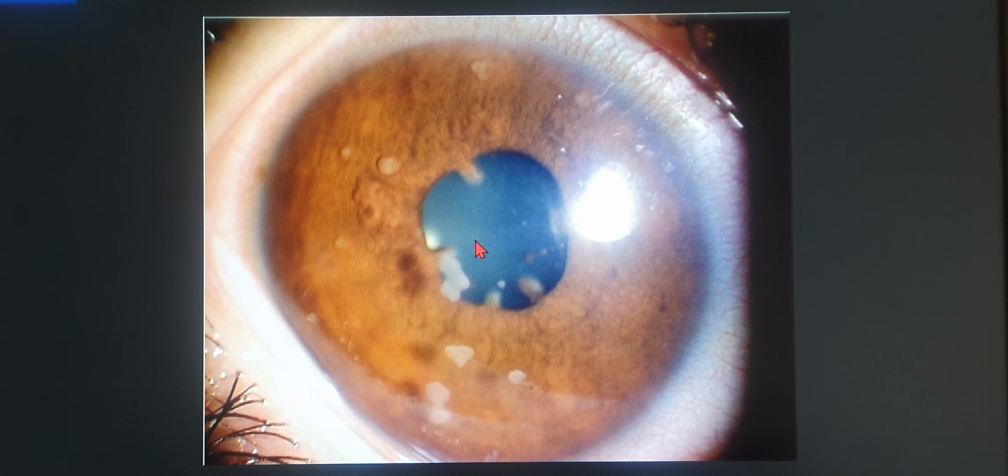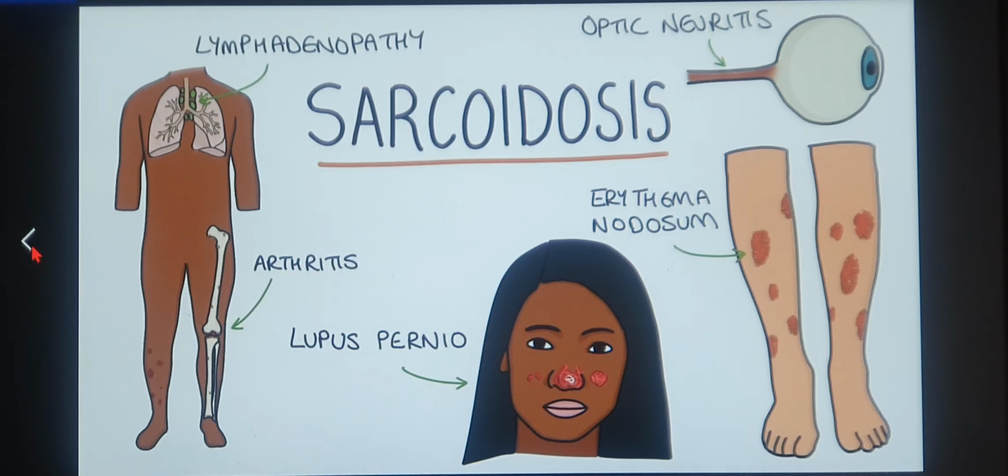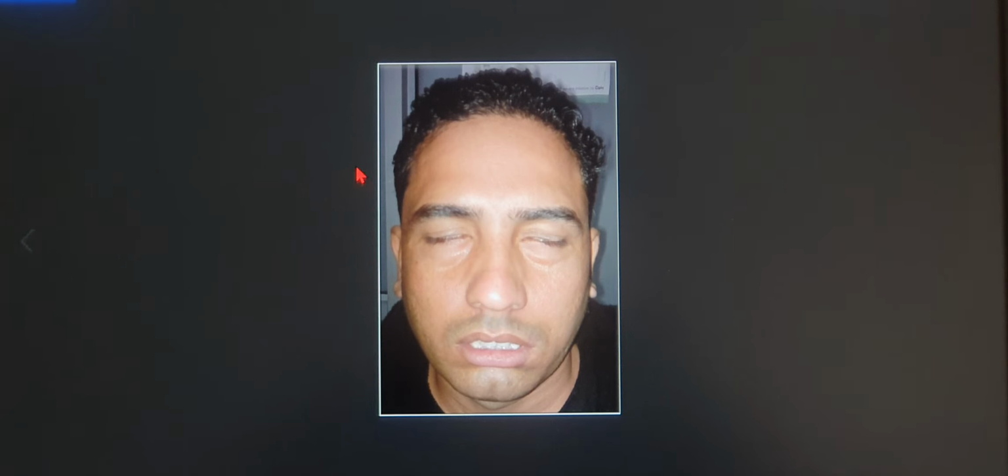Now it's a systemic disease, with multi-organ involvement. You can see the lung involvement, the hilar lymph nodes, the optic neuritis, erythema nodosum, the typical appearance of skin lesions in cases of sarcoidosis, along with lupus pernio. All these signs and symptoms are suggestive of sarcoidosis, which can lead to better treatment. So this is a rough idea of how you can actually see it.